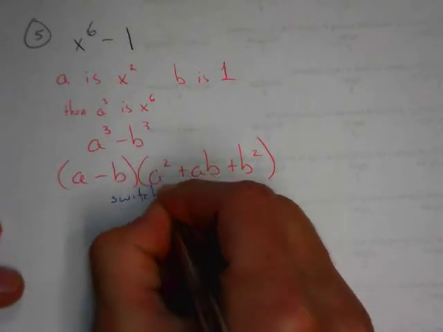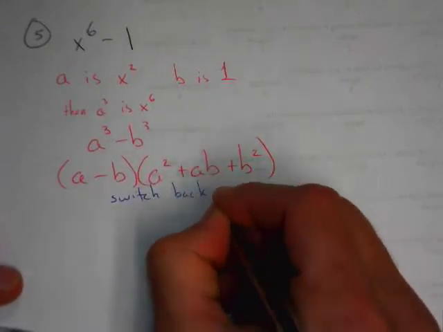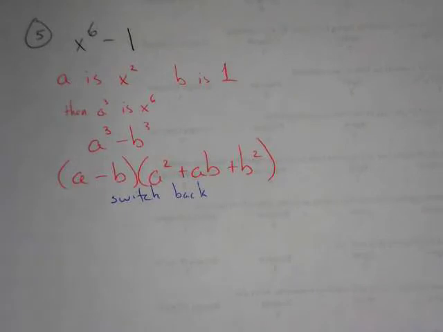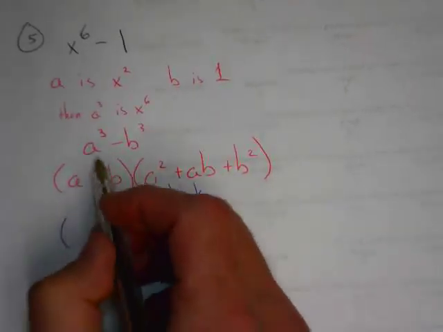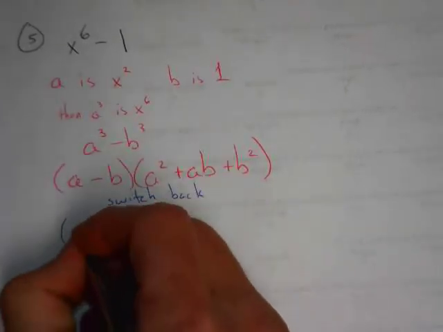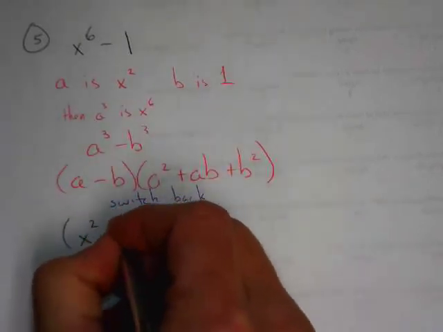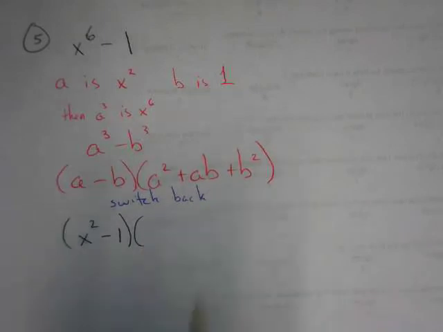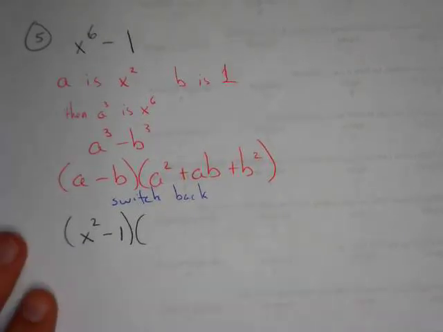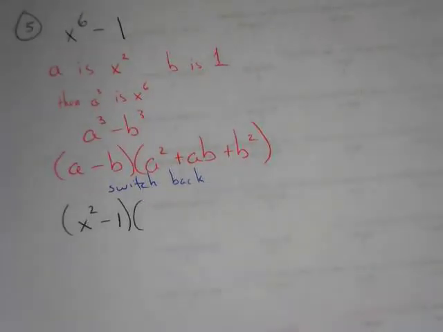So if we switch back, we substitute back in what we said originally, then we are good to go. If you remember, we said a was x squared, right? So we have x squared, and then b is 1. Hopefully you have an alarm bell ringing right now. If not, I'll talk about that in a second. But you should have an alarm bell ringing.